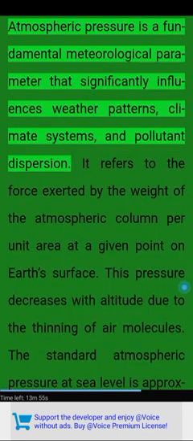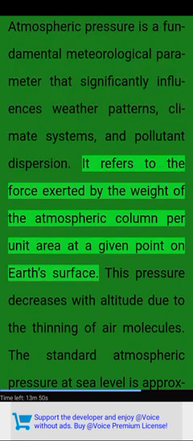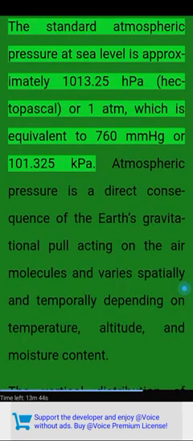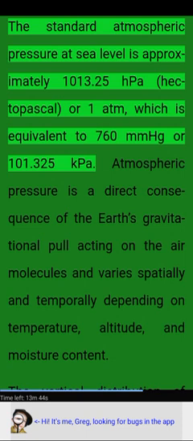Meteorological Parameters: Pressure. Atmospheric pressure is a fundamental meteorological parameter that significantly influences weather patterns, climate systems, and pollutant dispersion. It refers to the force exerted by the weight of the atmospheric column per unit area at a given point on Earth's surface. This pressure decreases with altitude due to the thinning of air molecules. The standard atmospheric pressure at sea level is approximately 1013.25 hectopascal, or 1 atmosphere, which is equivalent to 760 millimeters of mercury or 101.325 kilopascals.